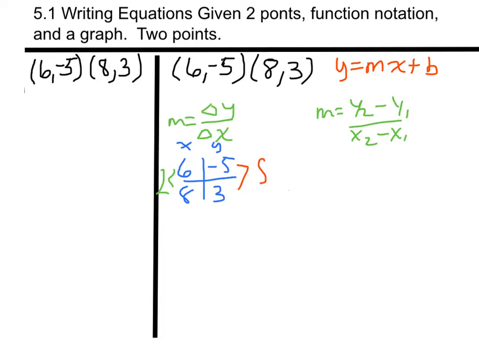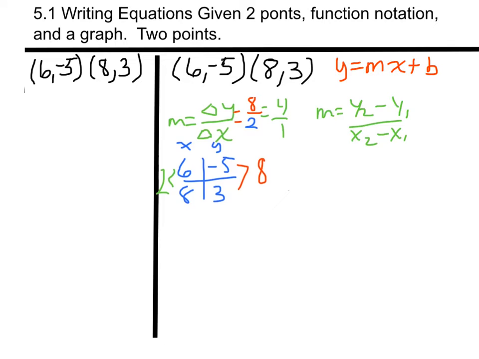That is plus 8. So then my change of y over change of x is equal to, change of y is 8, and my change of x is 2, which is equal to the slope of 4 over 1. So this right here is my slope. 4 over 1 will be my slope.